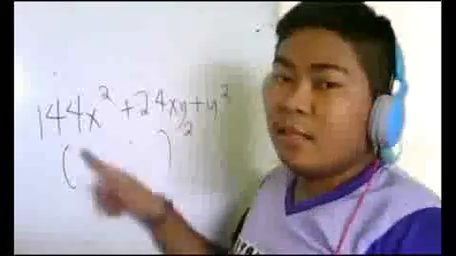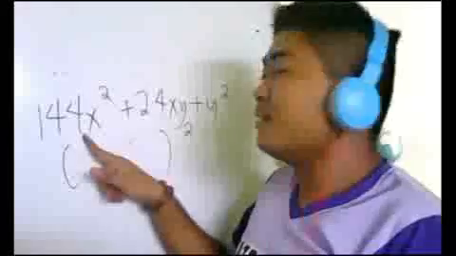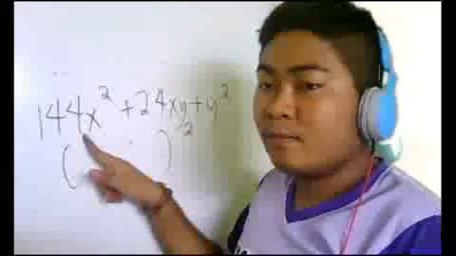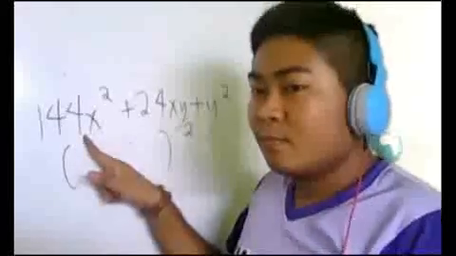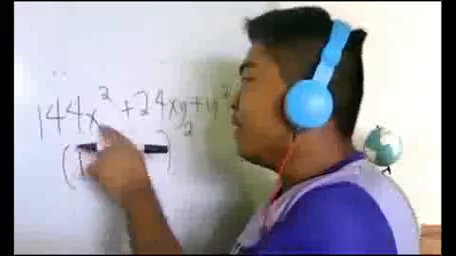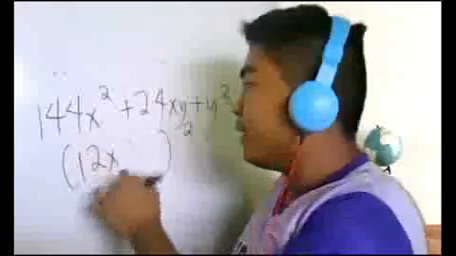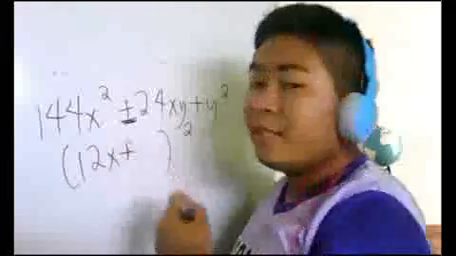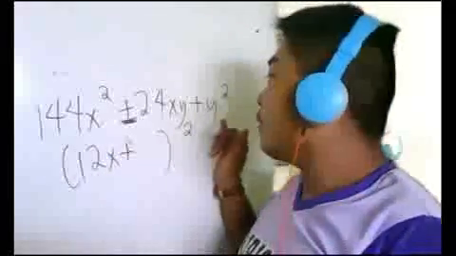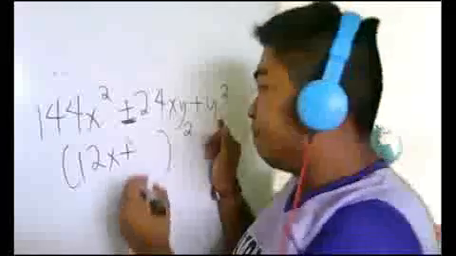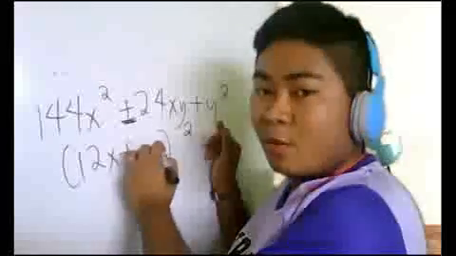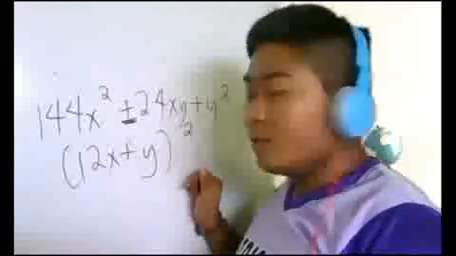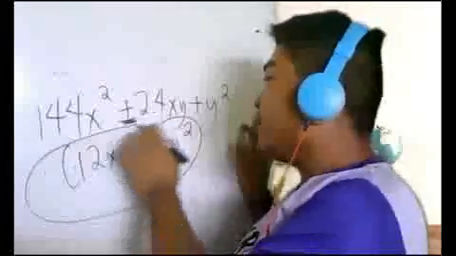I-square root na natin dyan. Square root of 144 is? 12 po. Well, then, square root of x squared, we have x. So, kopyahin natin yung symbol na nasa gitna. That is positive. So, what's the square root of y squared? We have y lang. So, ito na yung magiging final answer natin.